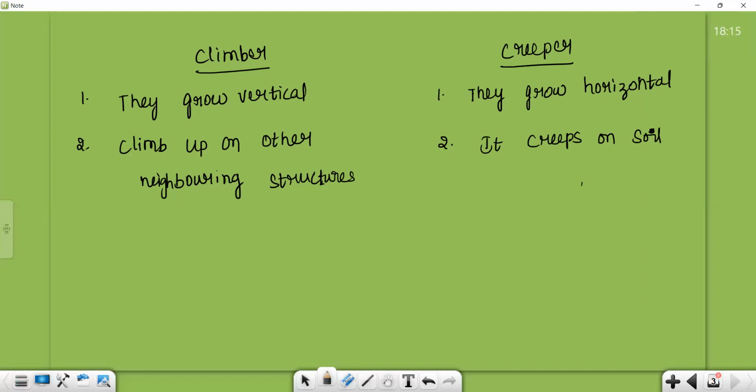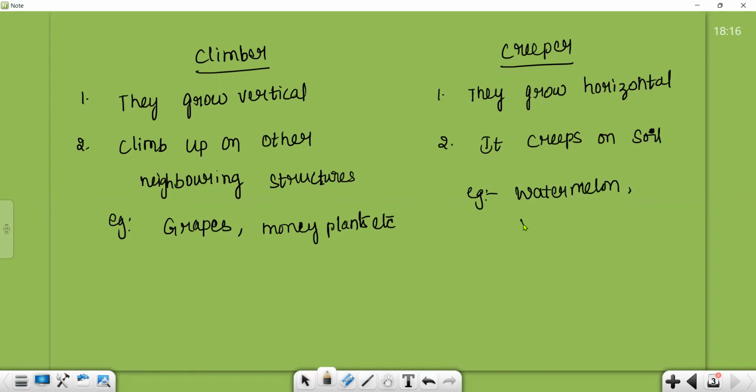So it creeps on soil. Okay. Clear? So these are the main differences. Examples for climber, what we can write, students: grapes, money plant, etc. But for creeper, it is watermelon, pumpkin, etc.